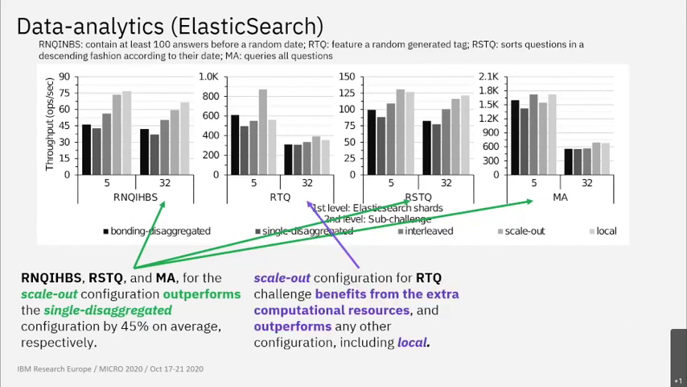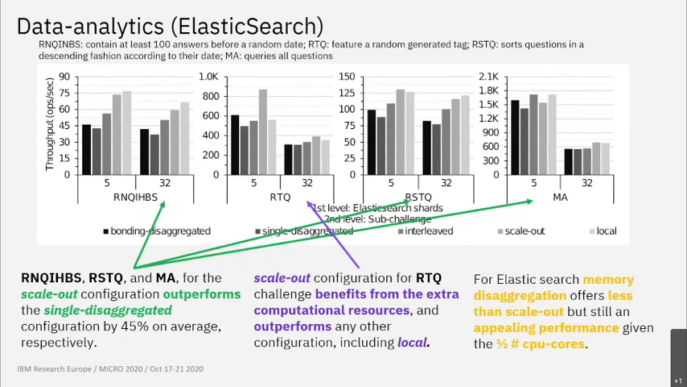More interesting again is that for some challenges, the scale-out is even faster than local. So this is further strengthening our hypothesis that Elasticsearch is highly benefiting from having more cores available rather than just having more memory. So in general, we have seen that for Elasticsearch, memory disaggregation is not as beneficial, but it could still be an appealing approach in case someone wants to trade performance for cost, so a lower number of CPUs.